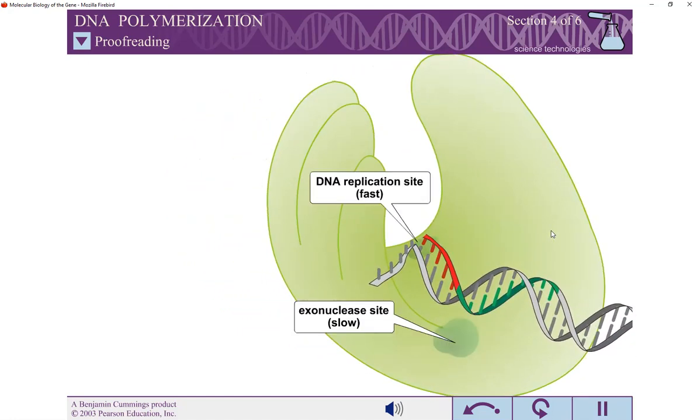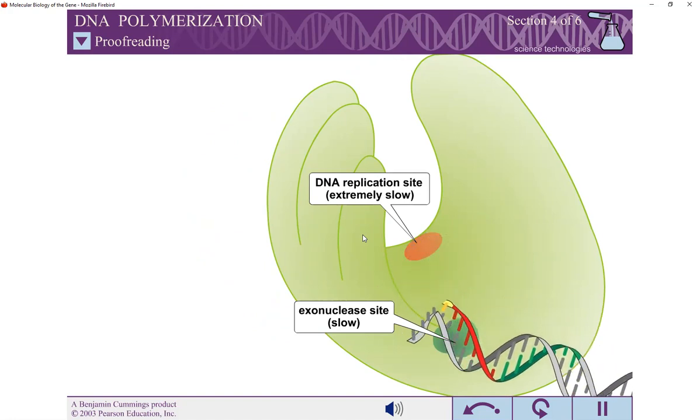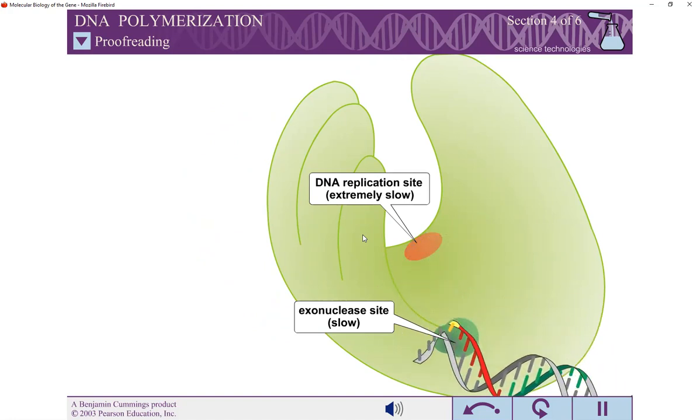In the rare event that a mismatched base pair is added, the distorted geometry of the substrate causes the replication rate to slow dramatically. The palm domain is now not able to make contacts with the minor groove, and consequently, the primer template junction is free to move about and interact with the exonuclease site.